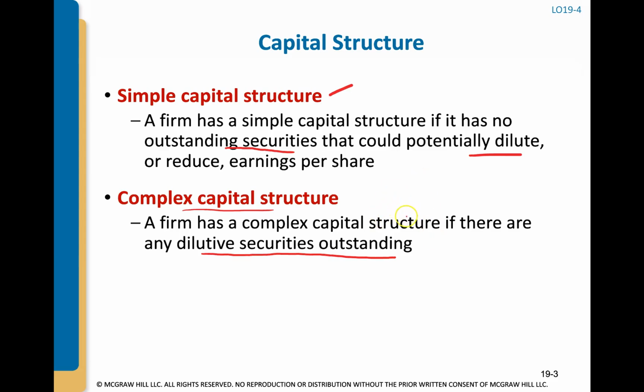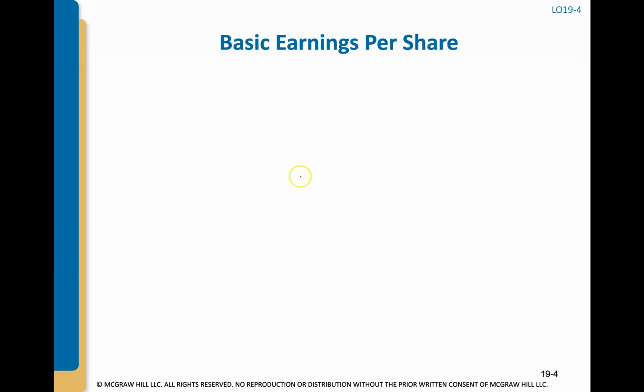So for instance, if a company issues stock options, that has the potential to convert into common shares when the person who has them decides to exercise them. If there's some preferred shares that can be converted into common shares. You can have convertible bonds, so that can be bonds that are convertible to shares sometime in the future. So if a corporation has any of those types of securities outstanding, then they fall under this complex capital structure.